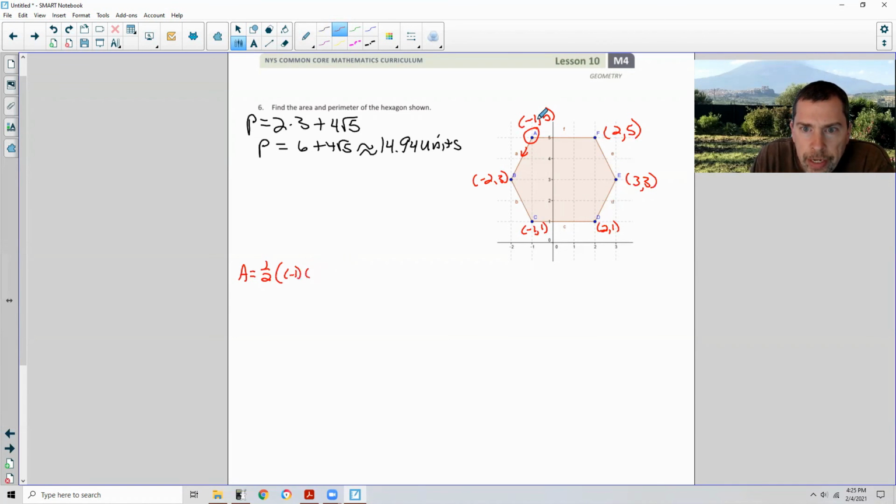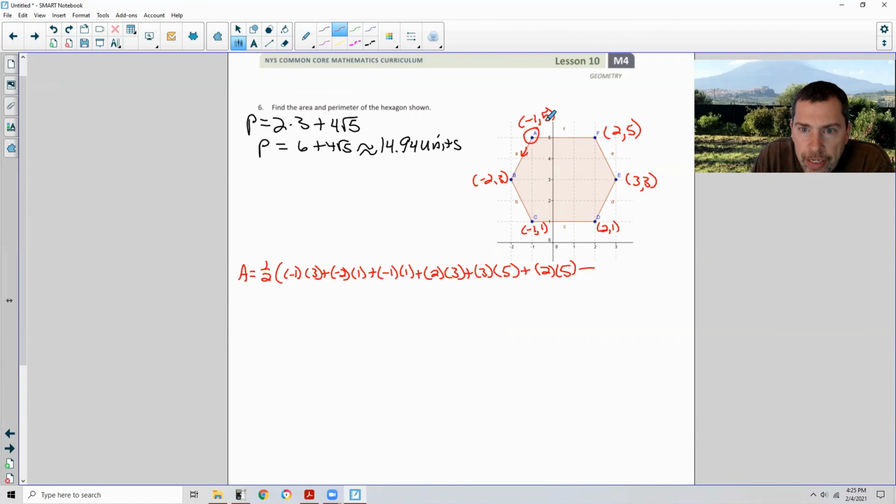-1. The next y, 3. Plus this x times this y plus this x times this y plus this x times the next y plus this x times the next y plus the last x times the first y minus, I'll move down to the next line for these.